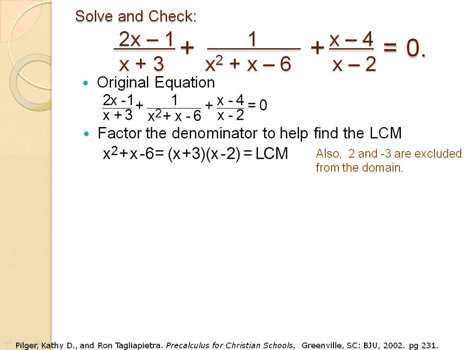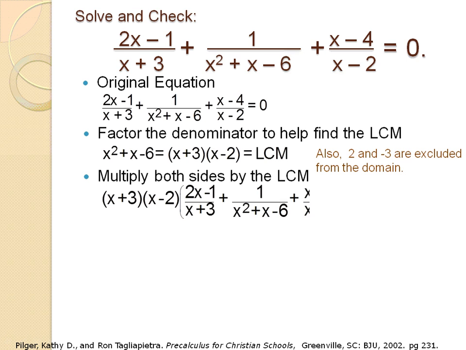x minus 2, which, realize, we can't have an answer of 2 or negative 3 because that would make one of the denominators 0. We can't have a denominator of 0 because we can't divide by 0. So we're going to multiply both sides of our equation by that least common multiple. Multiplying the right side is easy because 0 times anything is 0.